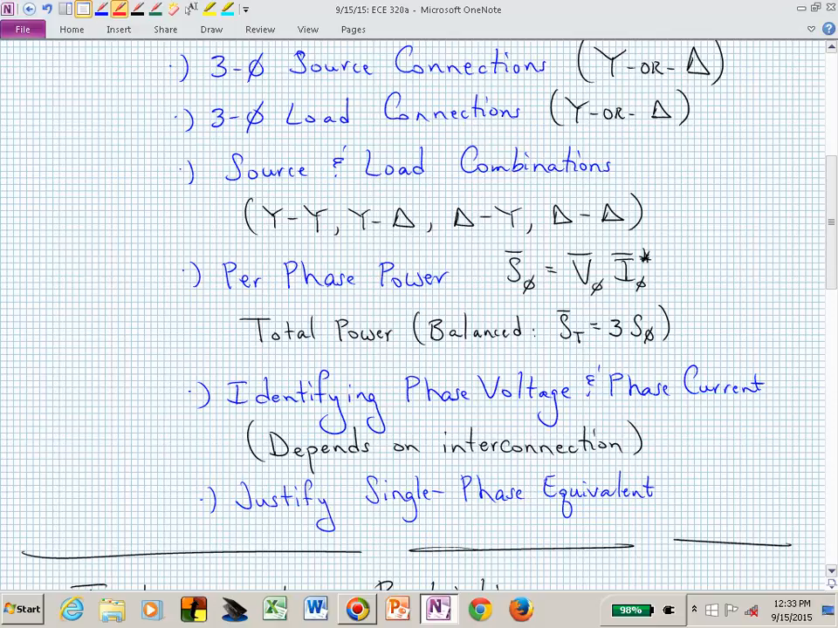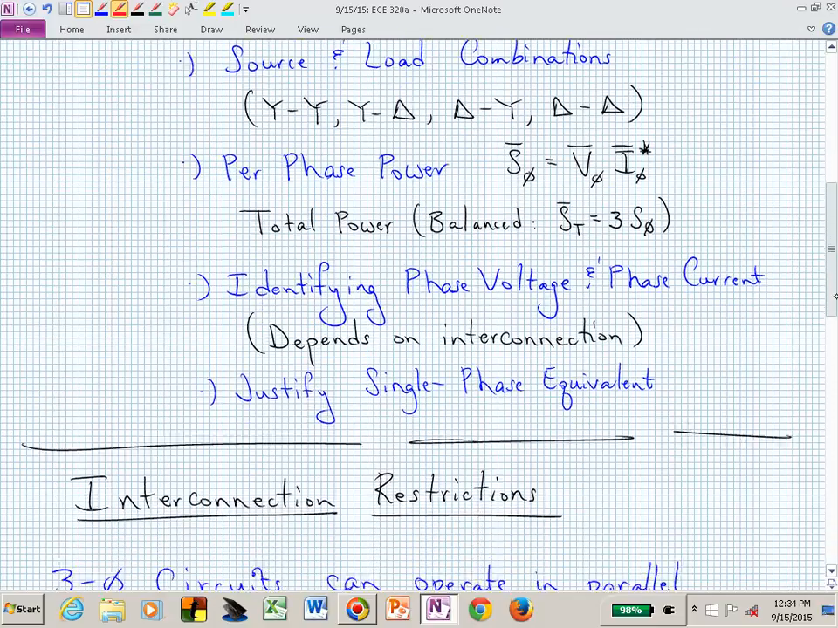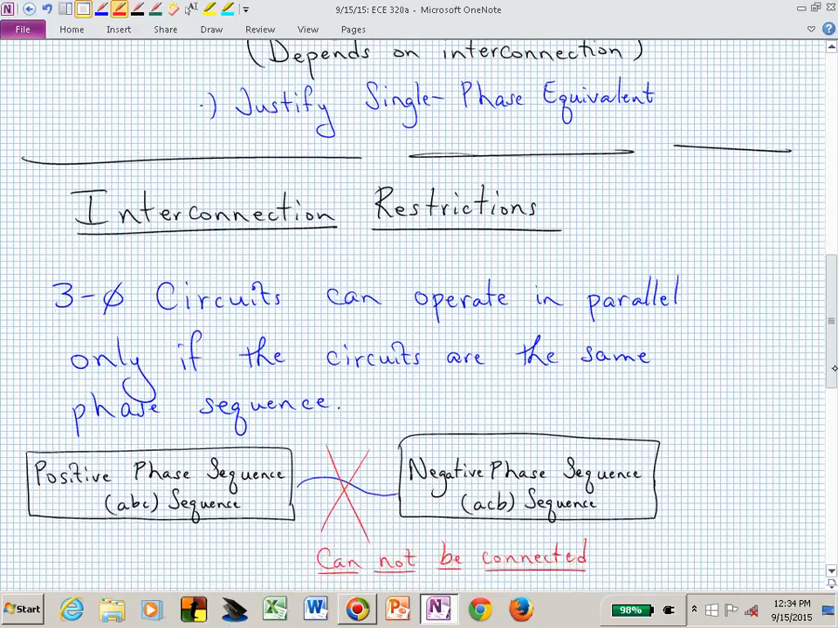We will then try to justify or explain how we can essentially extract from a three-phase balanced system just a single phase and analyze that single phase. And in so doing, we've captured all of the information that we need based on that three-phase system. It's important then to figure out, where does this single phase equivalent come from?